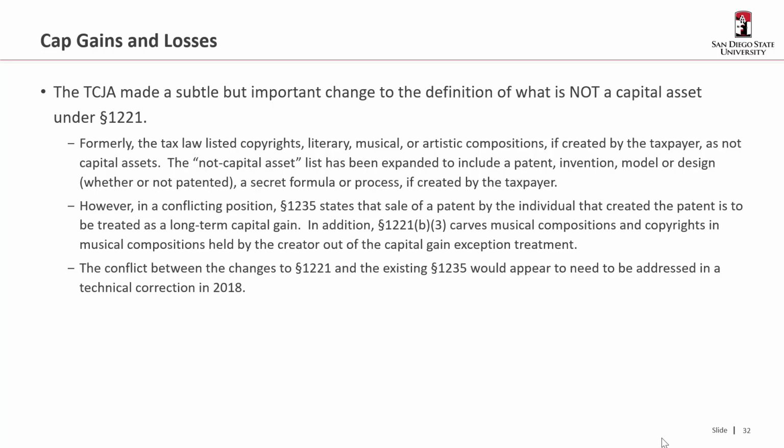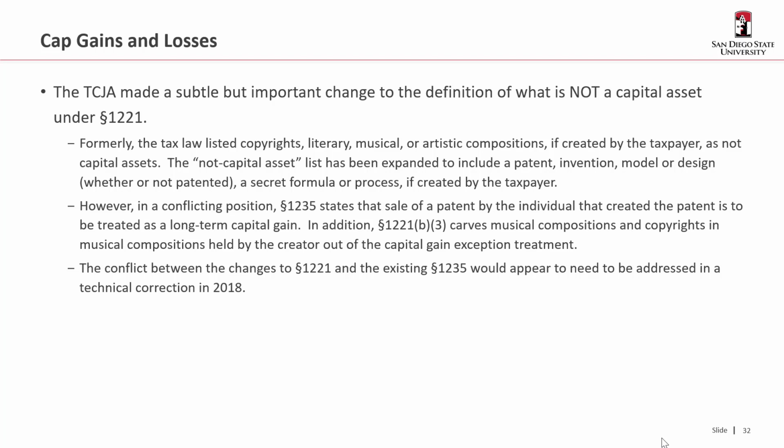Okay, one last thing before we're done is that the Tax Cuts and Jobs Act made a subtle but important change to the definition of what is not a capital asset under 1221. Formerly the tax law listed copyrights, literary, musical, or artistic compositions, if they were created by the taxpayer, as not capital assets. That not capital asset list was expanded in late 2017 and now includes a patent, invention, model, or design, whether or not patented, a secret formula, or process if created by the taxpayer. Okay, we can certainly deal with there being some additional intangibles now included as part of not capital assets.